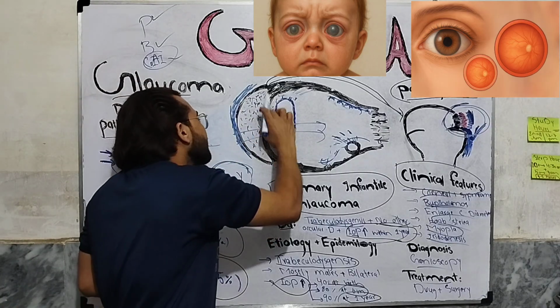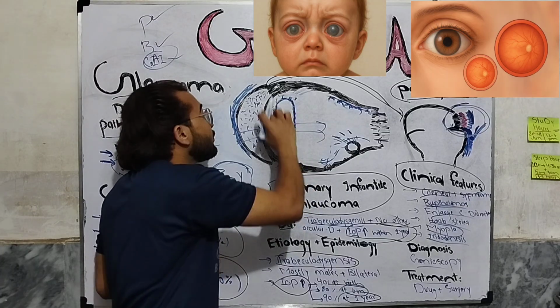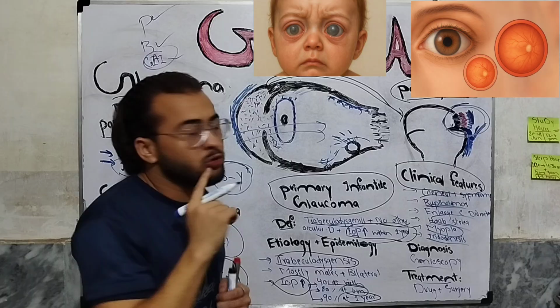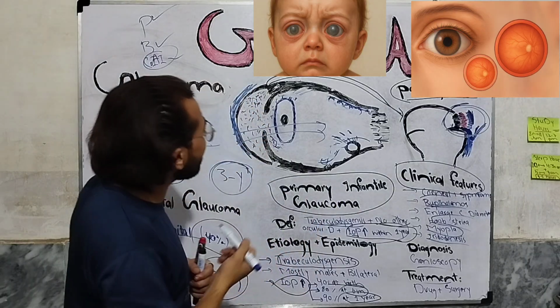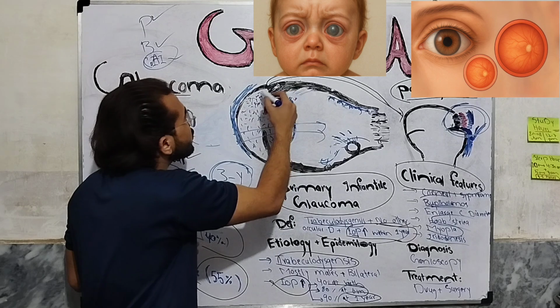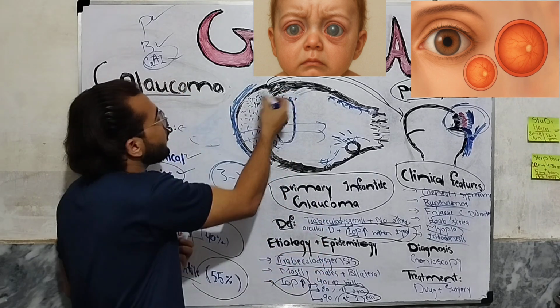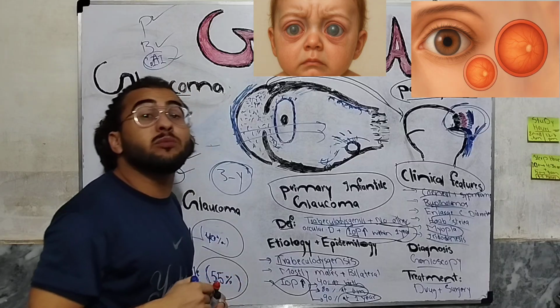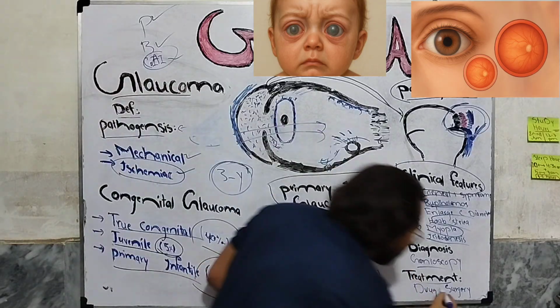Miotic drugs cause miosis and pupillary constriction. But we do not use miotics. Why? Because miotics are of no use. Miotics increase the outflow through the trabecular meshwork, but here the trabecular meshwork is maldeveloped, so we cannot use miotics. The definitive treatment is surgery.